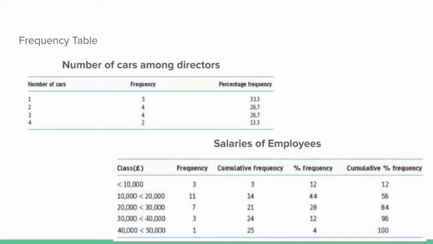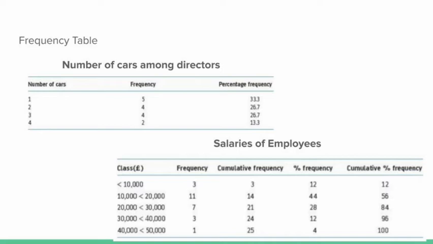As you can see, the first column arranges the number of cars in increasing order. It is also important for us to arrange our data or cases in increasing order.